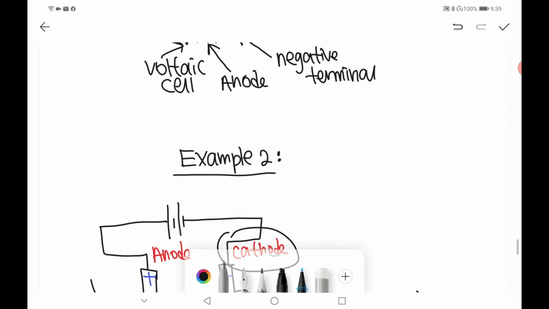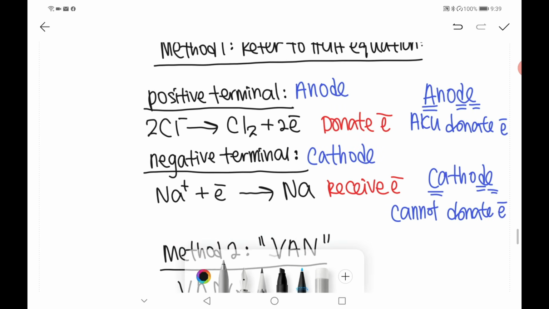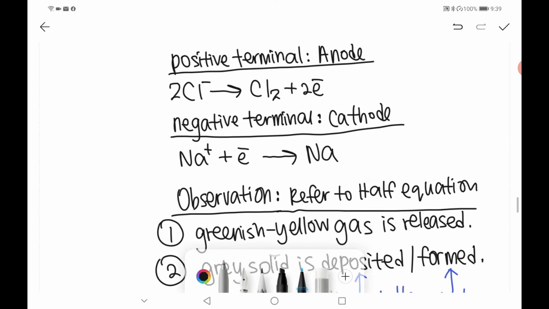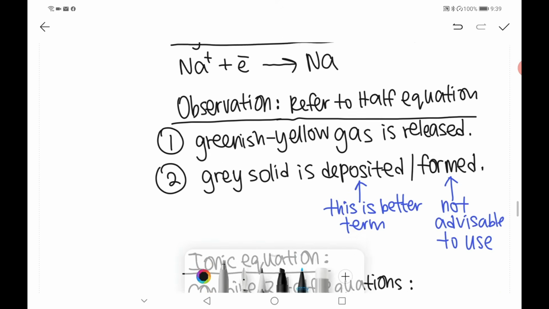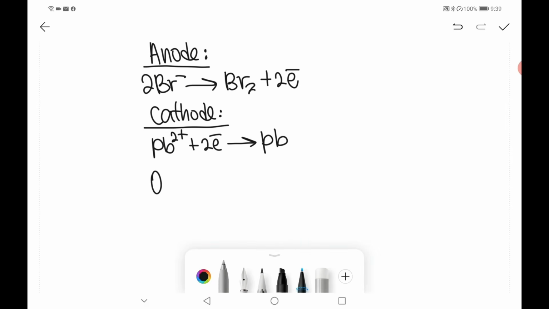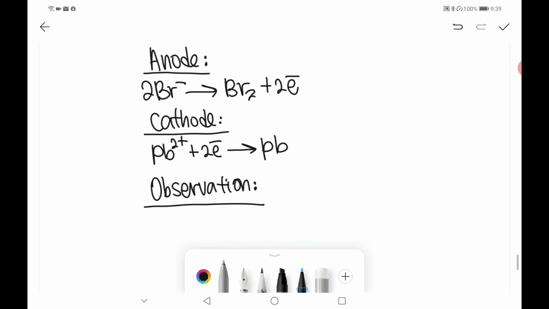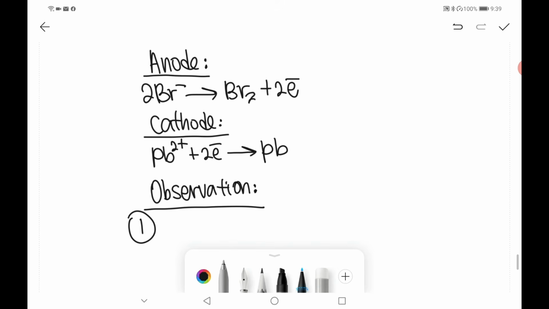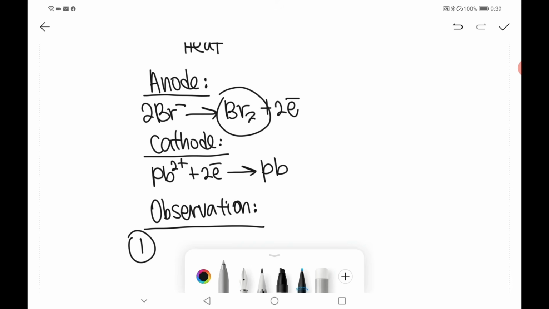Once we have the half equation, we can use it to get our observation. Remember, observation always refers to the half equation. So what is the first observation? Since our product is bromine, at the anode we produce bromine.